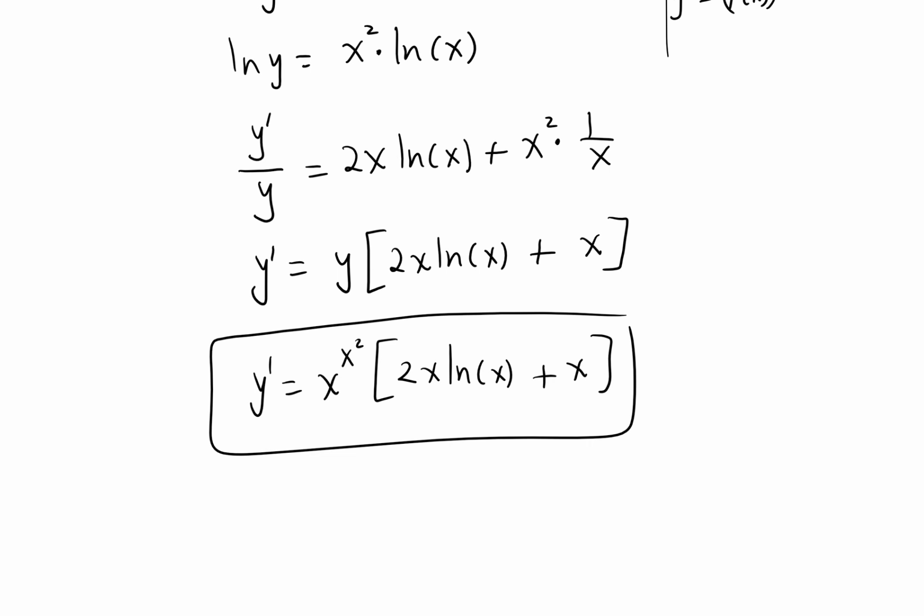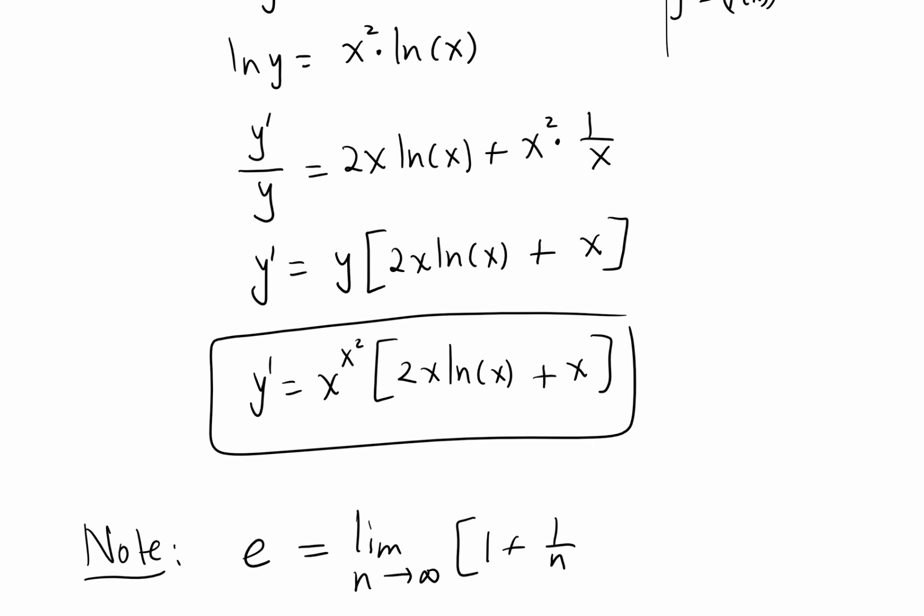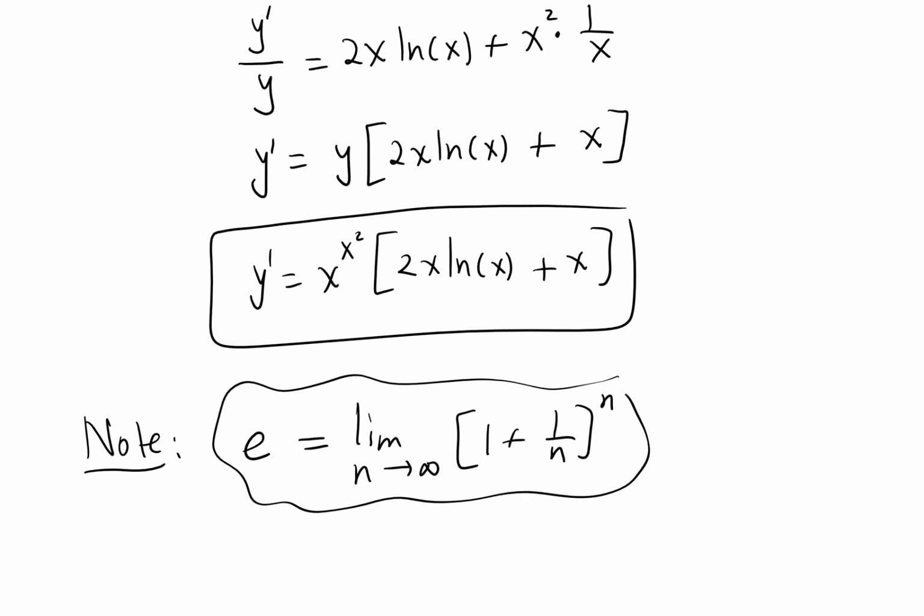As a final note that you may be able to use in the homework, the e that we know, like the pi, e is 2.7, and is defined as the limit as n goes to infinity of 1 plus 1 over n to the nth power. Keep that in mind.